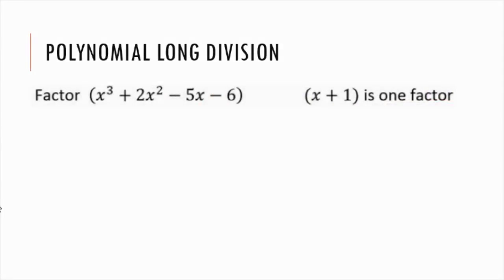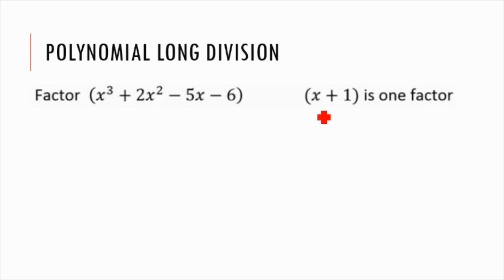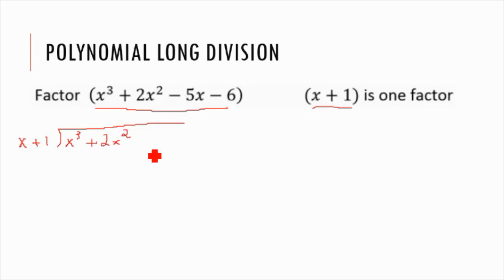So, if I'm asked how to factor something and I can't factor it, my first step could be to divide it. Well, I'm shown here that x plus 1 is a factor. So what I'm going to do is divide this polynomial by x plus 1. So x plus 1 divided into x to the third plus 2x squared minus 5x minus 6.